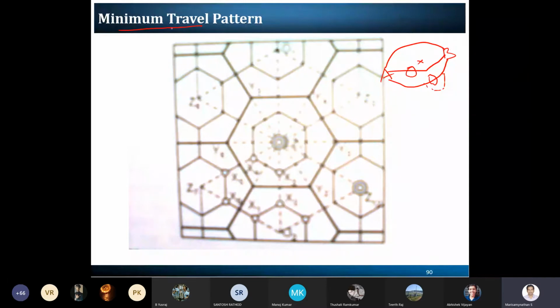When it comes to the minimal travel plan, we are considering the shortest path and how it can be achieved on the field. Those feasibilities we are considering under this particular category. So this is a very straightforward network pattern.